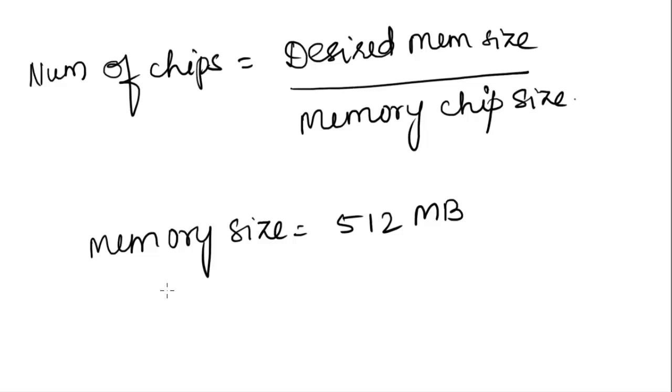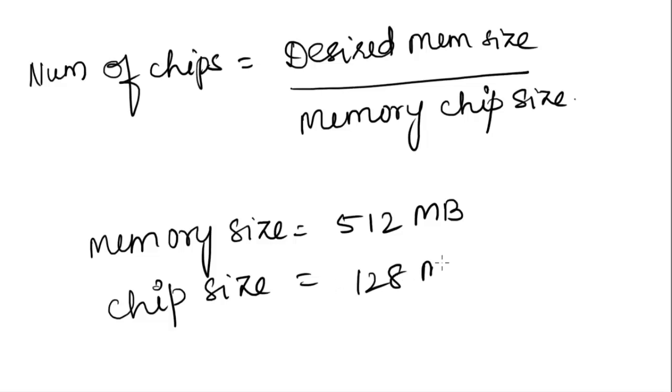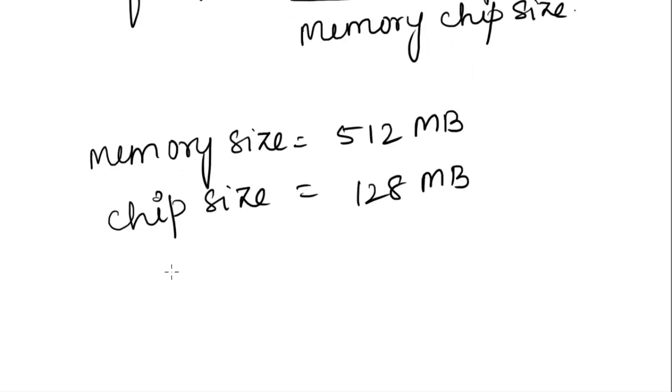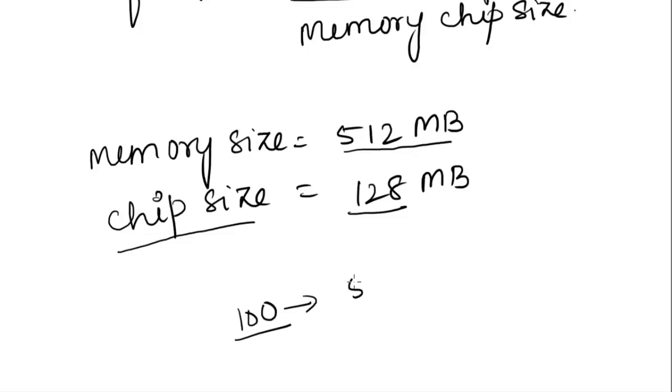Memory size as 512 MB and chip size as 128 MB. Now the question will be very simple. Consider the chip size of 128 MB. They are having 128 MB chips and they are asking you to construct 512 MB. For example, if you are having 100 rupees and they are asking you to form it as 500 rupees, how are we going to do it? Just 500 divided by 100.